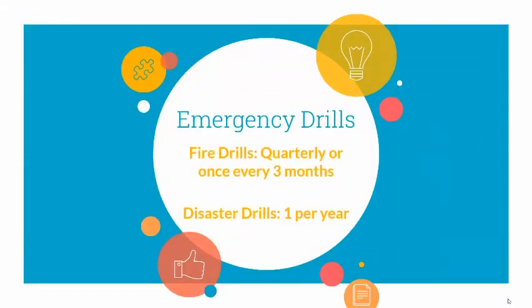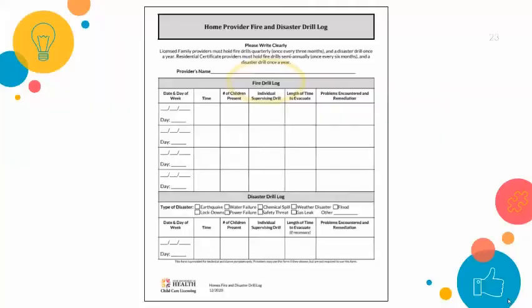For emergency drills, fire drills must be conducted quarterly or once every 3 months, and disaster drills annually or one per year. Licensed family providers must hold fire drills and document them with the date and day of week, time, number of children present, individual supervising the drill, the length of time to evacuate, and problems encountered and remediation.